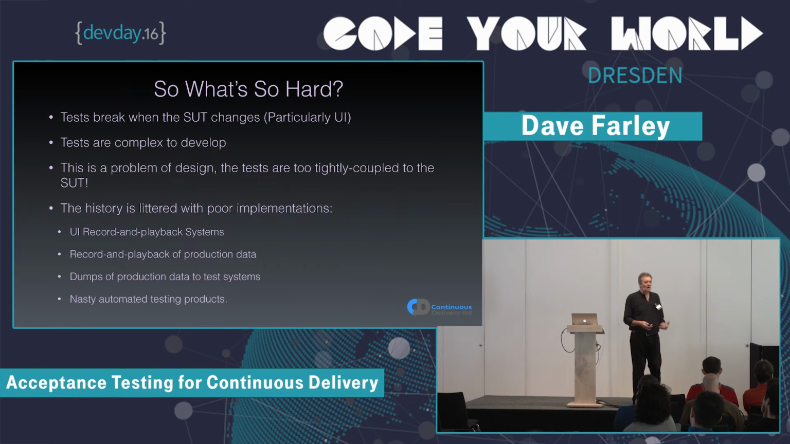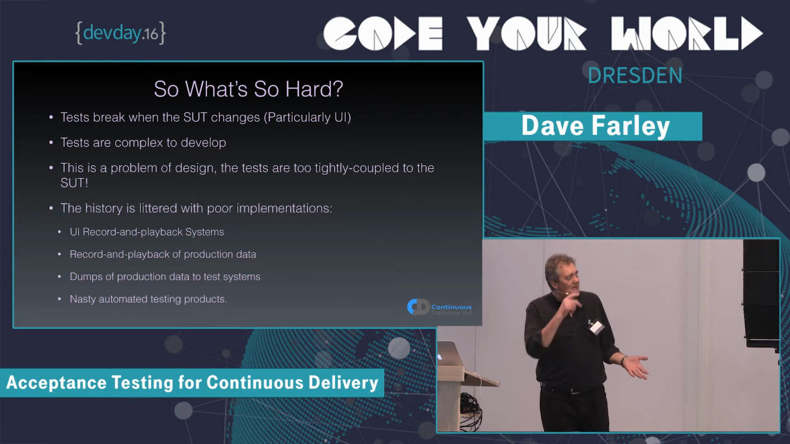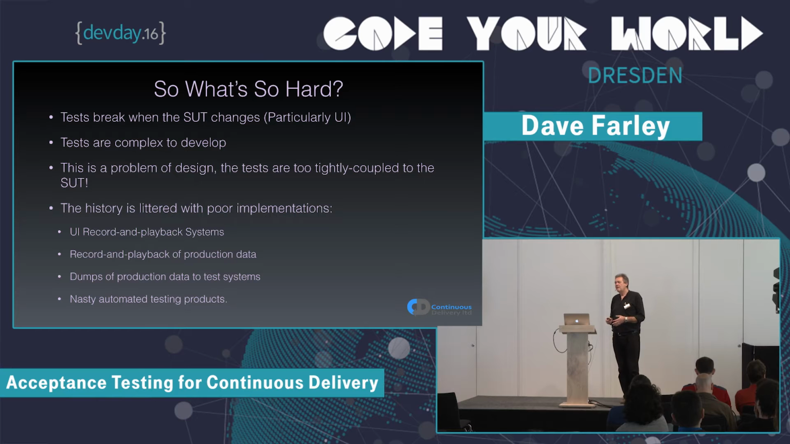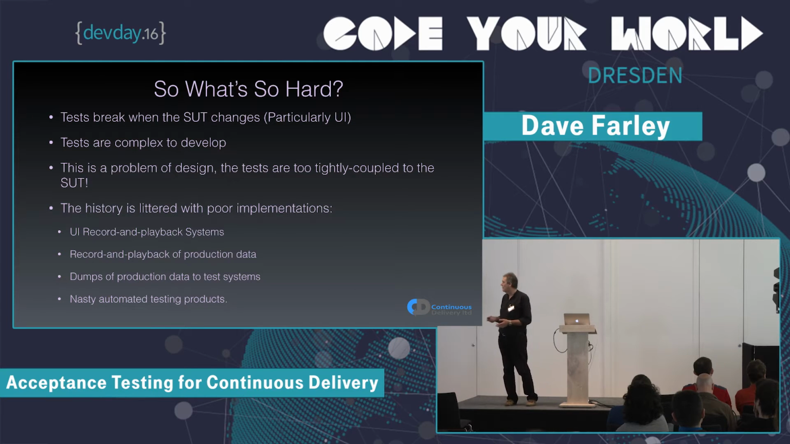So what's so hard? Why is this a difficult thing? Well, many organizations over the years have tried to automate testing for the systems that they're delivering, and these sorts of functional tests are difficult to get right. What often happens is that the tests break when the system under test changes. This is a coupling problem. This is a problem of software design: the tests that we write are too tightly coupled to the system under test. So we need to think about that and find ways of fixing it.